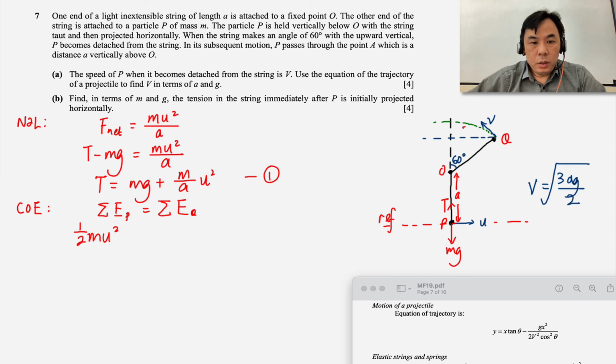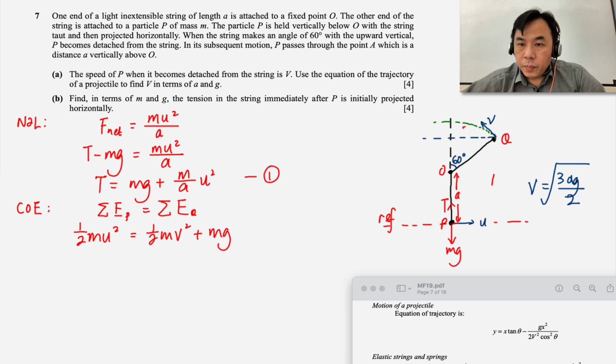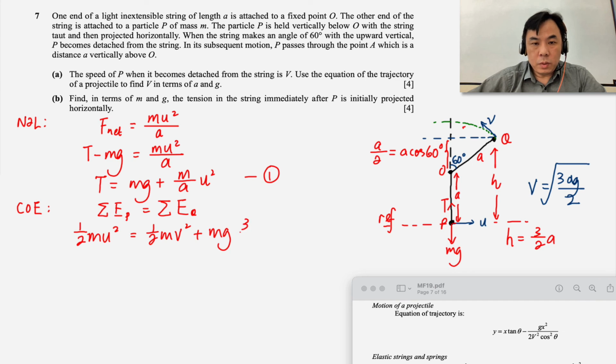And then when you reach point Q, it has both the kinetic energy plus the gravitational potential energy, which is given as mg, and then the height here. Right. Now the height is given as, I'm going to write this one down here. Height is given as a plus this small section here, small increment, which is given as a cosine 60. This part is a cosine 60, which is basically just half a. And then therefore, the gravitational potential energy based on this altitude of 3 over 2a will be given as mg times 3 over 2a here. And then from here onwards, we can find out the relationship between the speed and the final speed and its initial speed here.